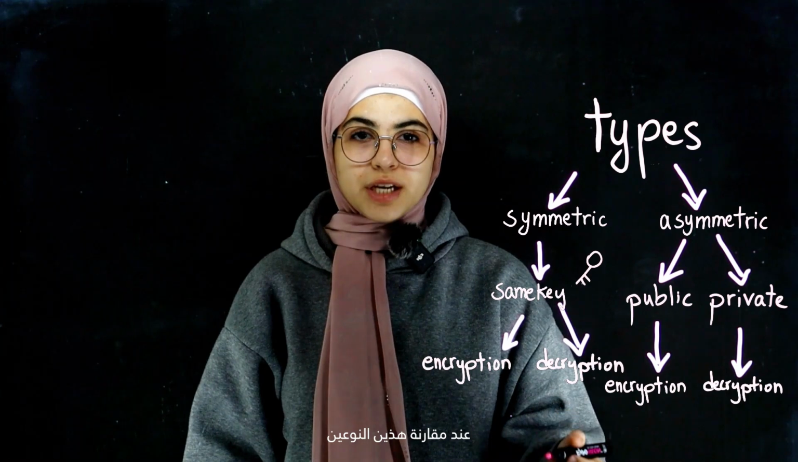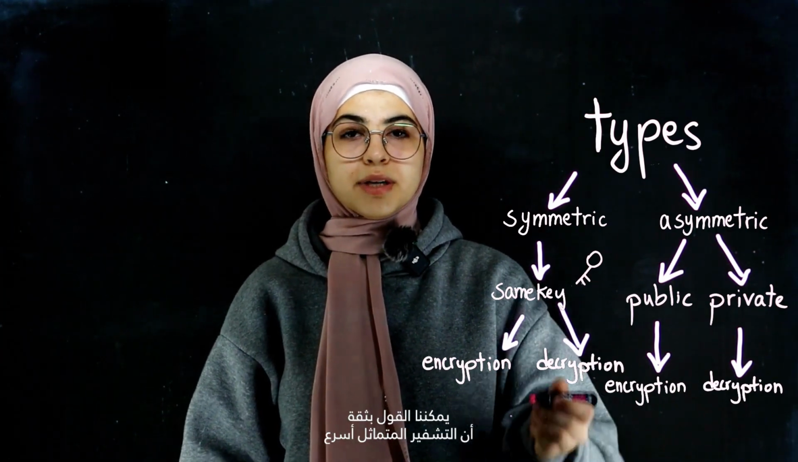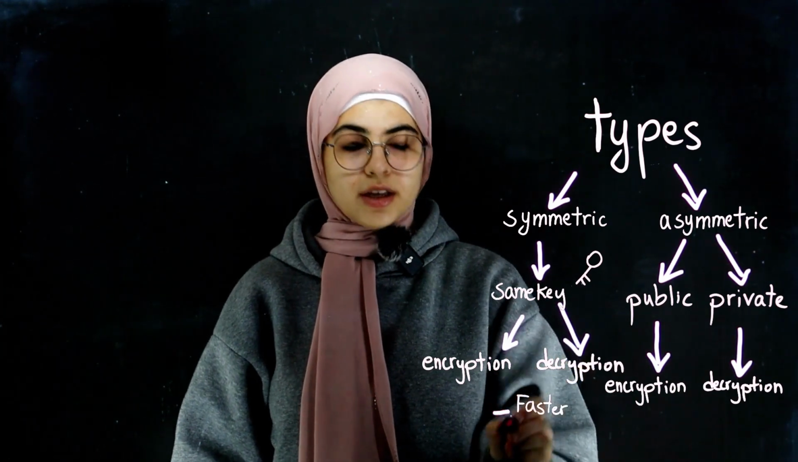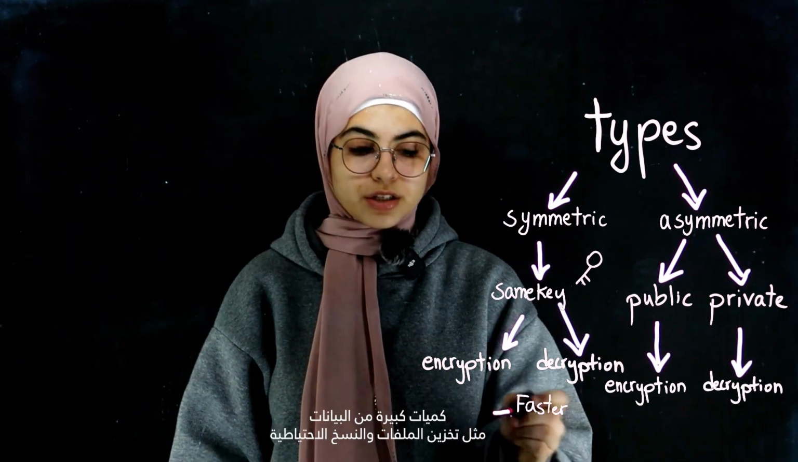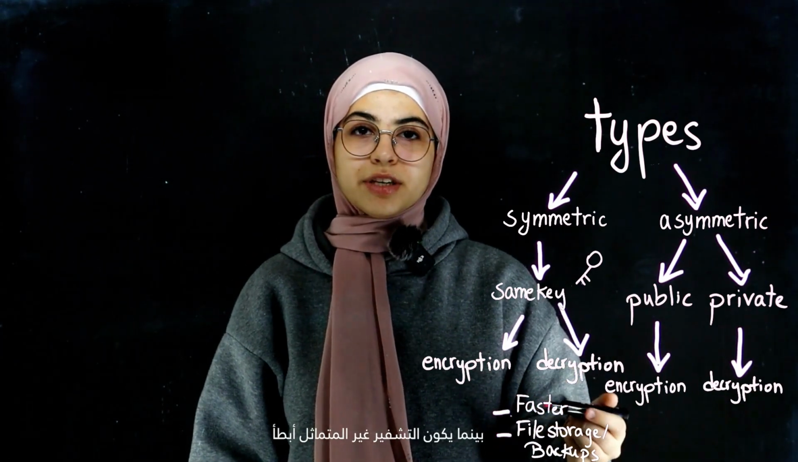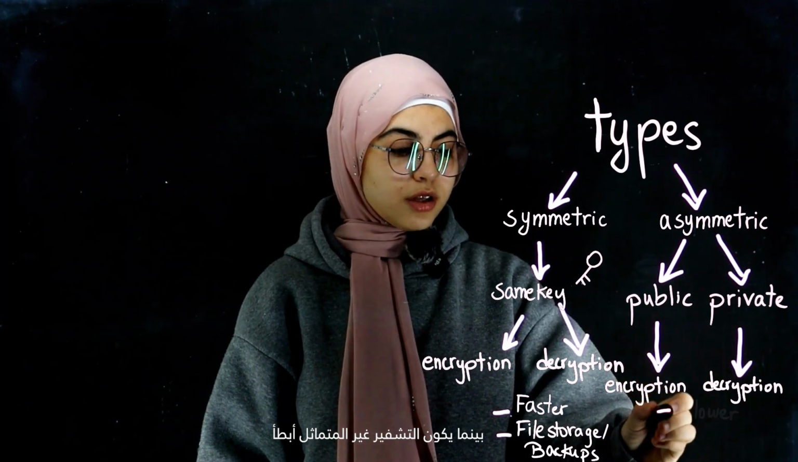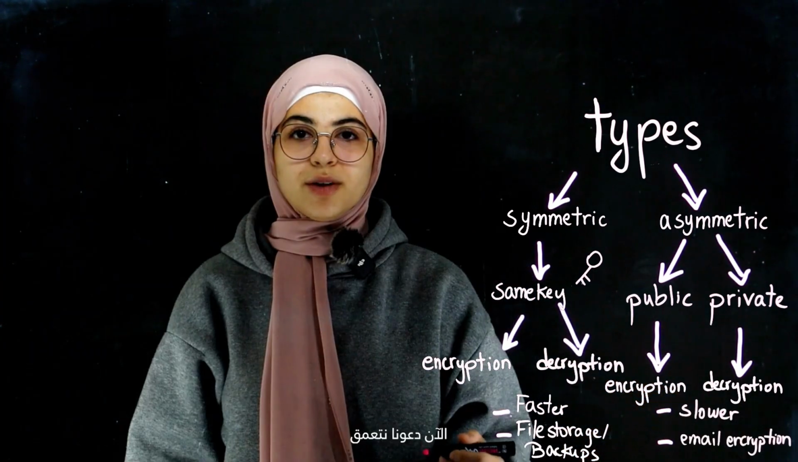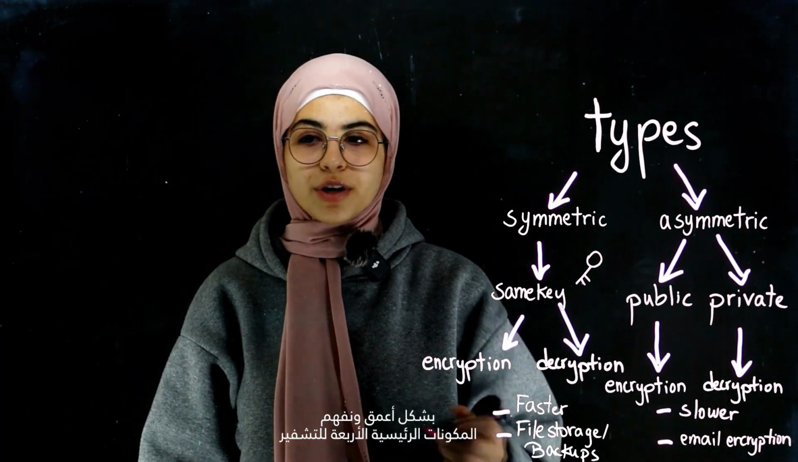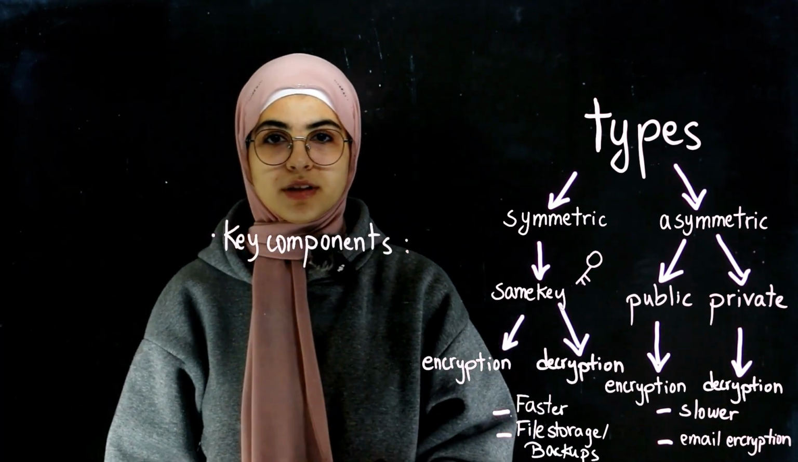When comparing these two types, we can confidently say that symmetric encryption is faster and ideal for securing large amounts of data such as file storage and backups, while asymmetric encryption is slower and is commonly used for securing communication like email encryption. Now let's dive deeper and understand the four key components of encryption.